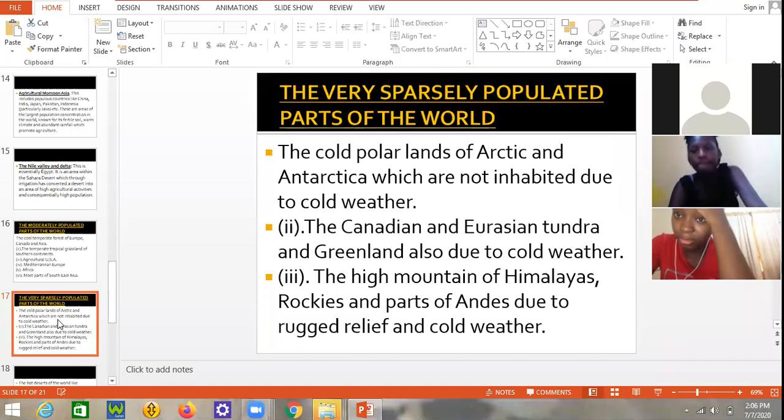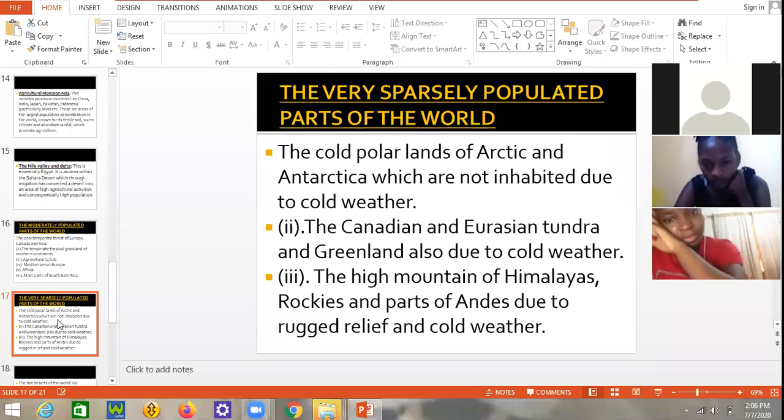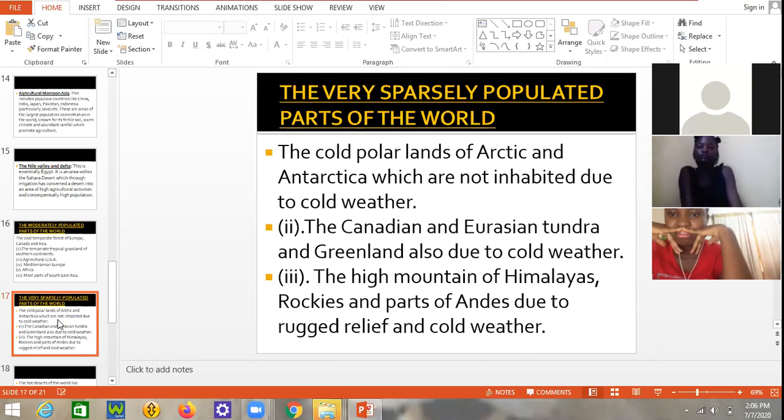Talking about the Arctic and the Antarctica, when we were looking at the globe, talking about the lines of latitude, if you have not forgotten, the Arctic and Antarctica are found around the northern and the southern poles. Because of that, those areas are very cold. Why are they cold? Their distance from the equator is very, very far. And because the distance from the equator is far, they tend to be very cold. As a matter of fact, people are not living there because the weather is very, very cold.